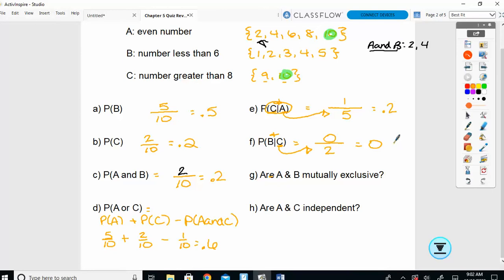G. Are A and B mutually exclusive? What does mutually exclusive mean? Yeah, nothing in common. So if I look at A and B, we have already said they both have 4s and 2s. They share something. They overlap. So they are not mutually exclusive.